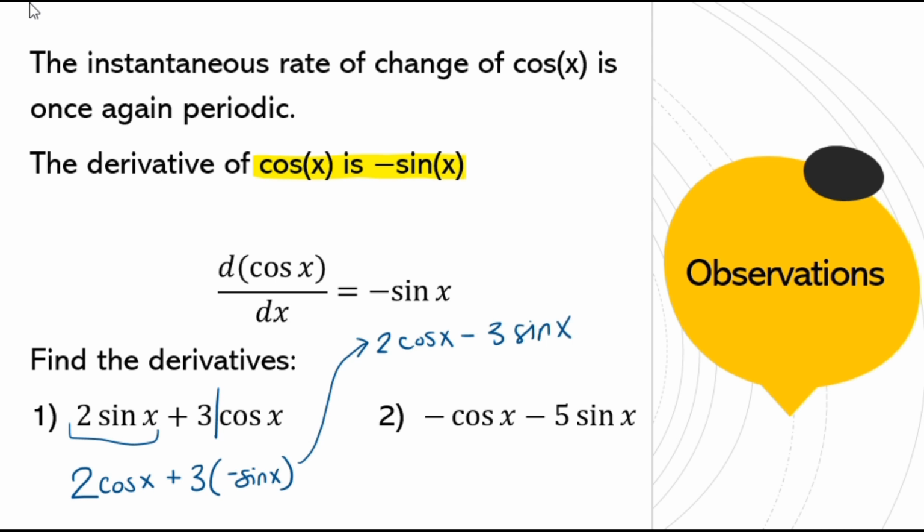Looking at number 2, we have -1 times cosine x. We know that the derivative of cosine x is negative sine x, so we're going to end up with negative sine x. So just drawing attention to how the signs can really mess with you. And then we have a coefficient -5, and sine x derivative is cosine x. So we end up cleaning that up as well, and it just changes the first term to sine x, and then minus 5 cosine x.